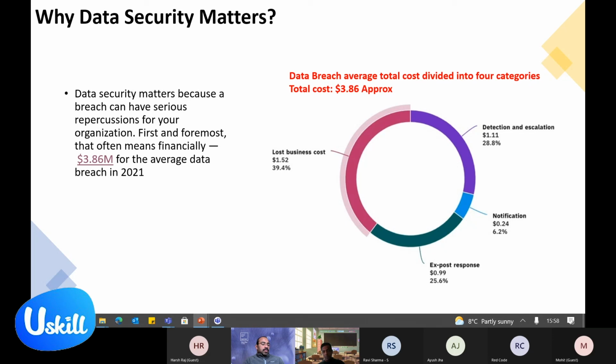And then comes the post response, and how to take care of that incident, who will be responsible, how to back up the data, how to bring the business back to normal. And then the last 39.4% is the actual loss that happens due to certain incidents. So you can see how huge a monetary loss happens throughout organizations all over the world once any breach happens, any data is leaked from any channels or through any medium.